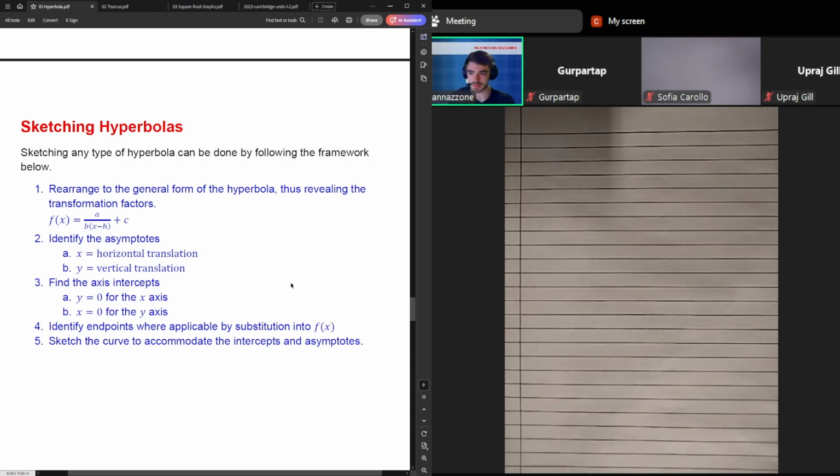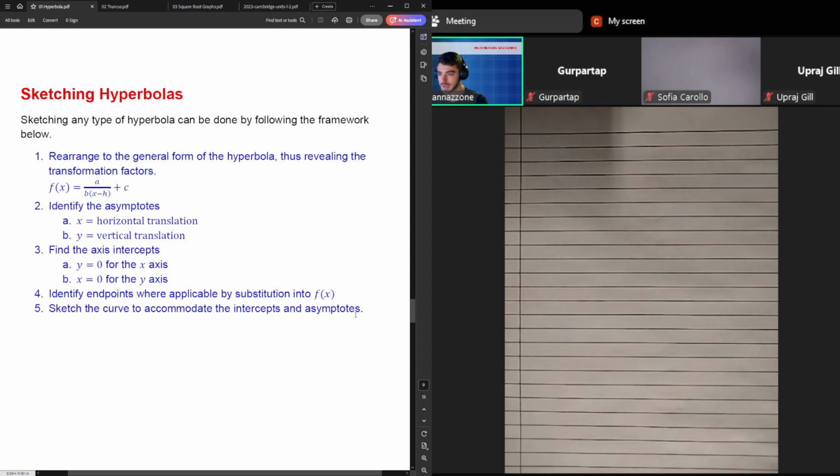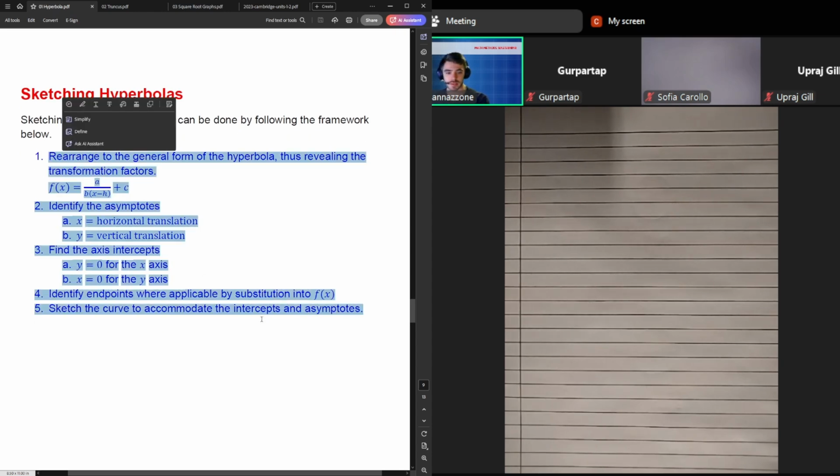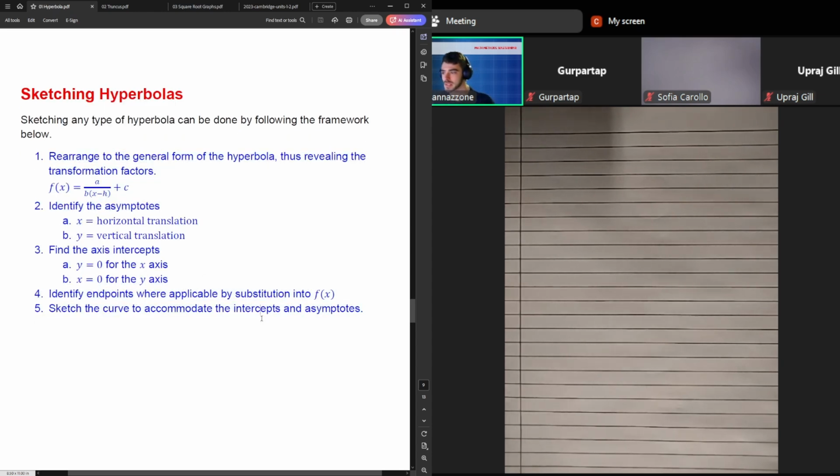Okay, sketching. So, how do we sketch? We're basically following these five or so steps. You can do these in mostly any order, asymptotes then axes intercepts, or axes intercepts then asymptotes. It doesn't really matter what order you do it in, as long as you're hitting the key features. You need to know the asymptotes and the axes intercepts, at least for this specific graph.